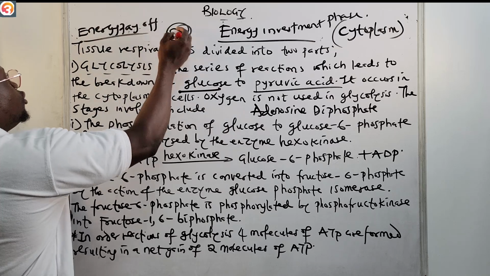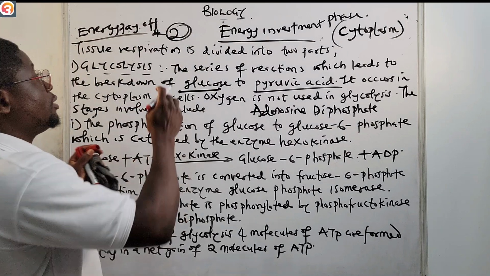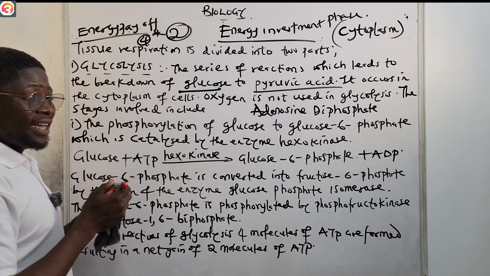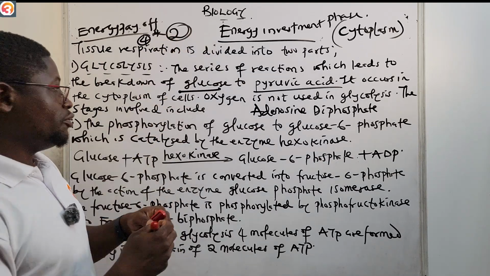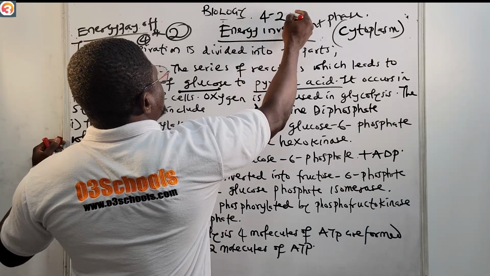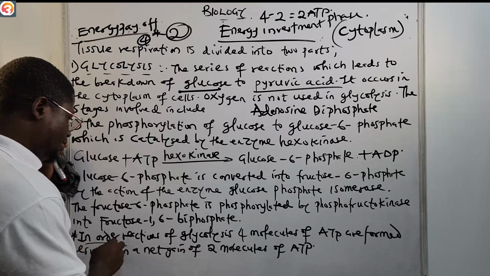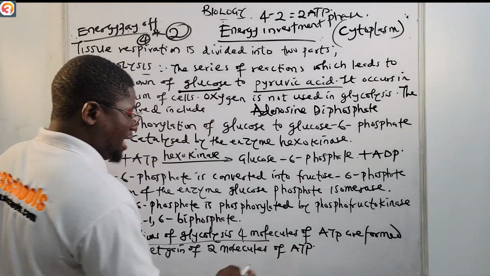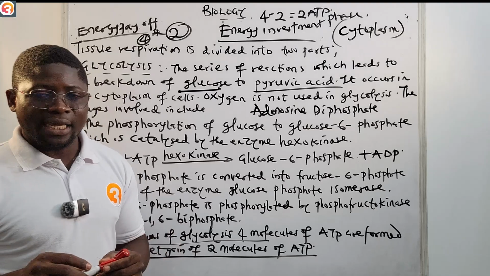Energy payoff phase: 4 molecules of what? 4 molecules of ATP were produced. 2 was invested, 4 was produced. Net gain will be what? 4 minus 2 ATP, which is 2 ATP. That's what I'm saying here: in the other reactions of glycolysis, 4 molecules of ATP are formed, resulting in a net gain of 2 molecules of ATP.